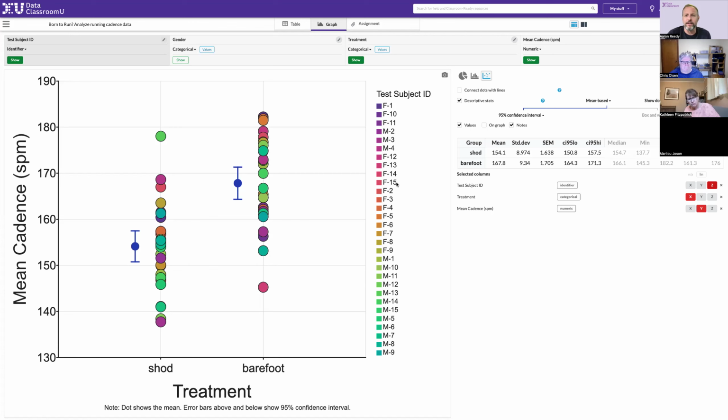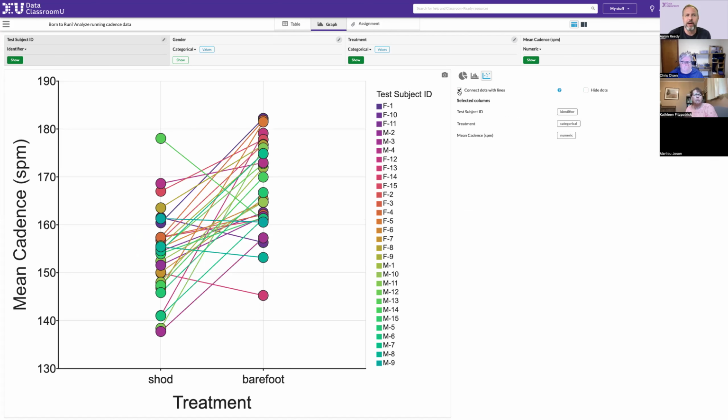This isn't very illuminating, but if you connect the dots like this, I just checked this box to connect dots with lines. Now this is actually pretty illuminating because this is showing the overall trend. And you see all those pairs are the same runner. You can see the overwhelming majority of them have a lower running cadence when they're shod, and then the lines go up and to the right when they're barefoot running. There's a couple of exceptions.